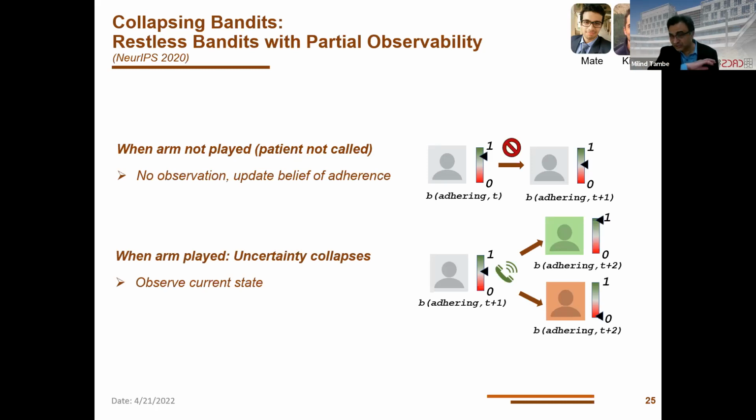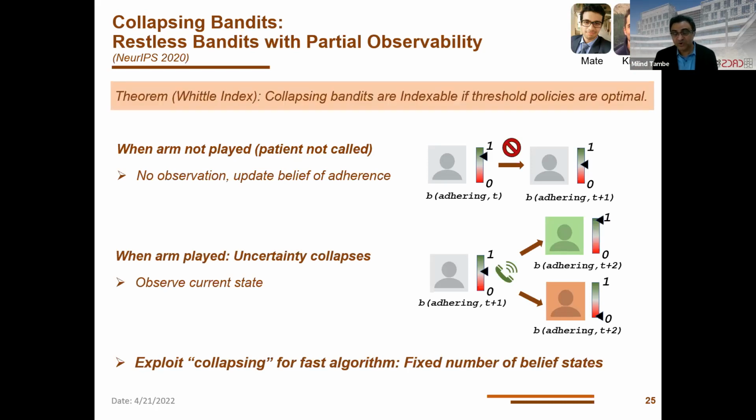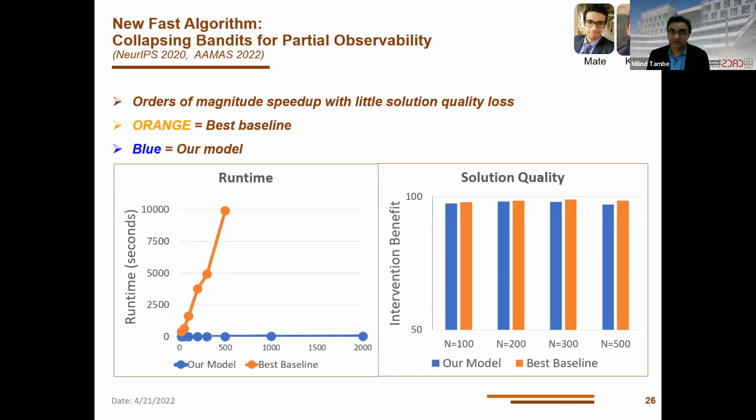This collapsing nature, where uncertainty vanishes and we get direct information, is what we exploit in building a faster algorithm. And we can show optimality guarantees based on this property of collapsing uncertainty. We have shown in our NeurIPS paper that this newer algorithm based on the collapsing nature of this bandit leads to much faster runtime compared to the best baseline, while losing very little in terms of solution quality.